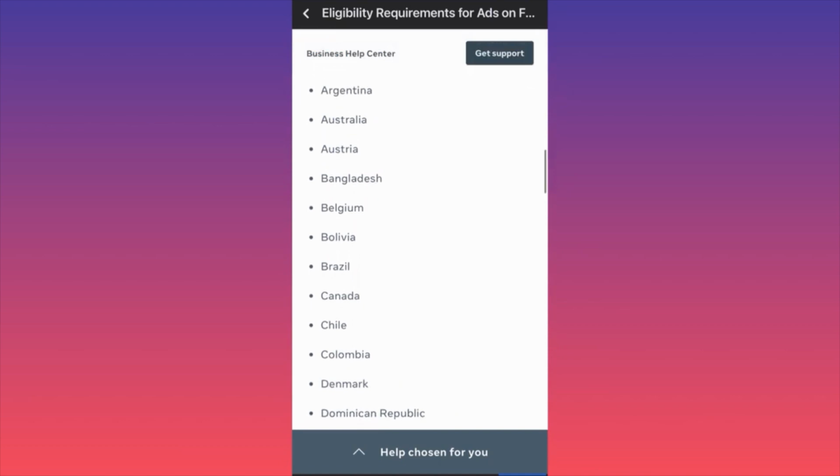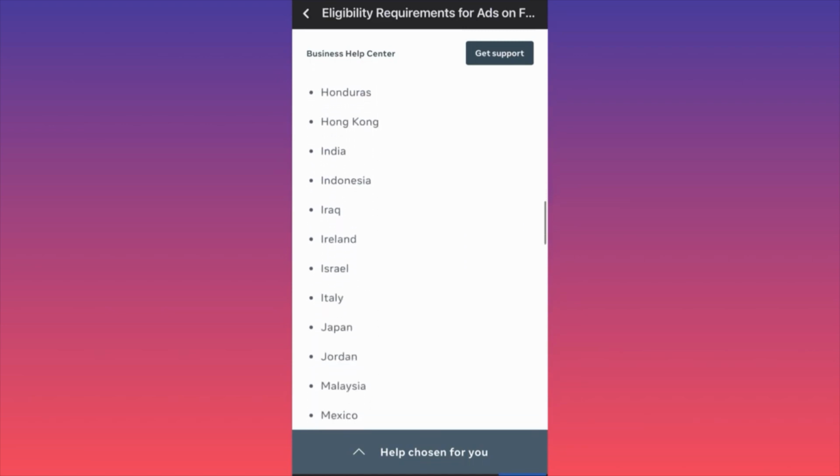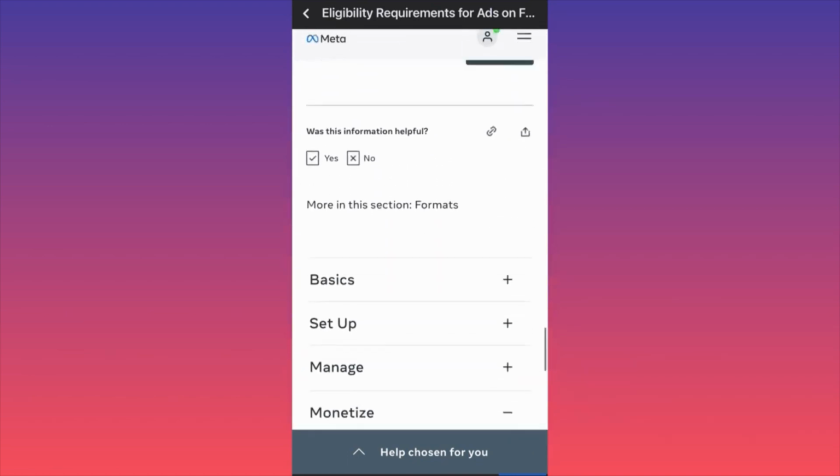I don't see any. I think you have Bangladesh. But where are all the Asian countries? Okay, you have Hong Kong. Okay, you have Indonesia, India. Okay, Iraq. So pretty much all the big countries are over here.